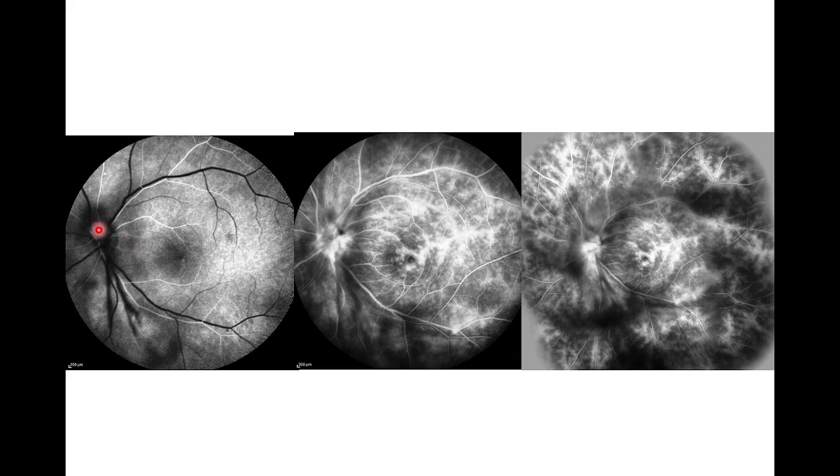this is in the arterial phase. See, the dye has entered only in the arterial circulation. The venous circulation, the dye has not entered. This is in the arterial phase. We can see then the dye has entered into the venous circulation.